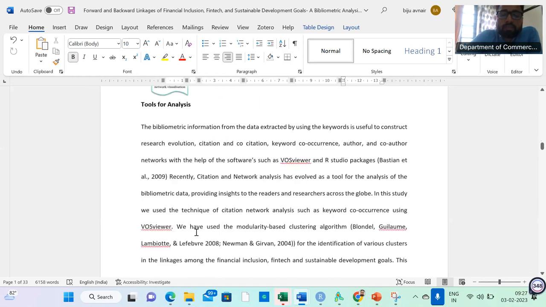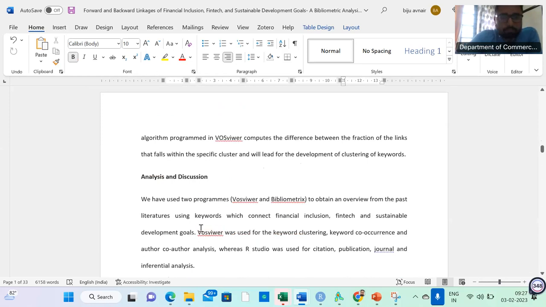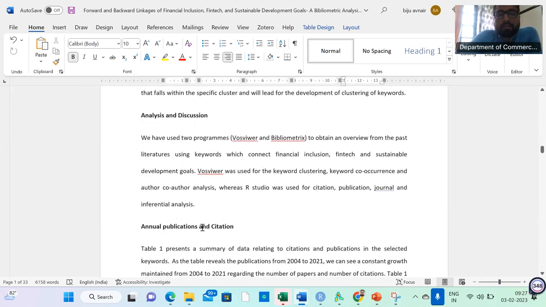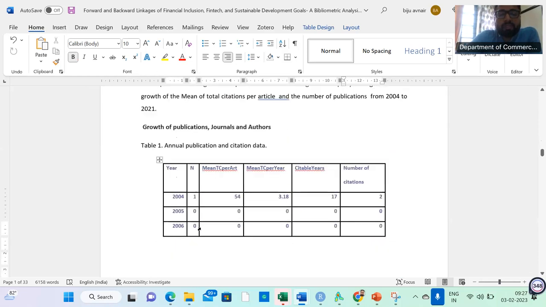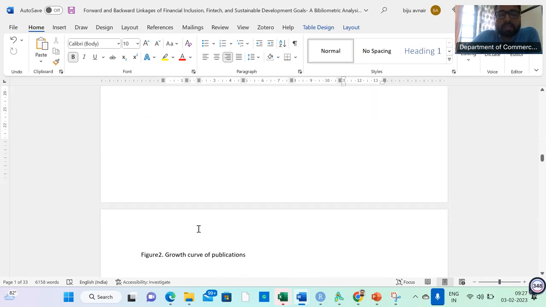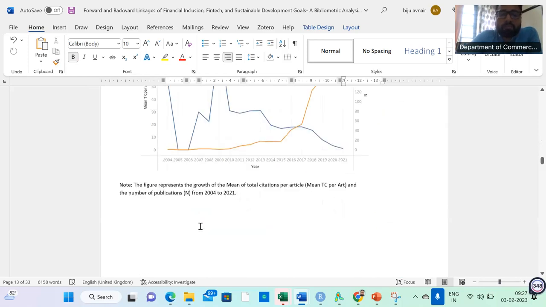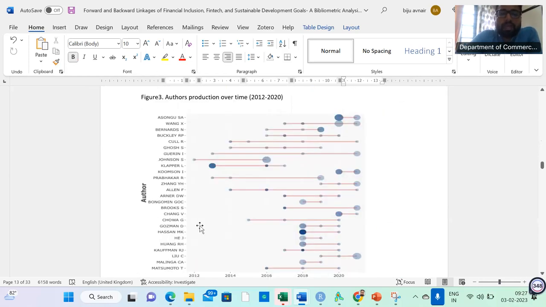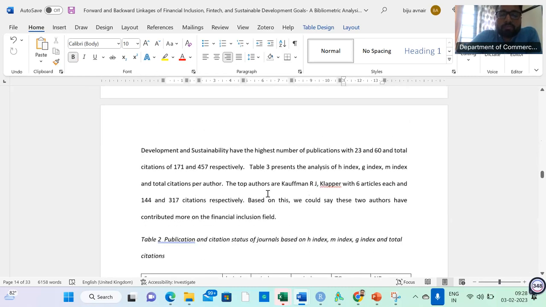We used a tool, Web of Science. We have some publication and citation analysis, some growth curve of publications, and authors' production over a period of time, 2012 to 2020.